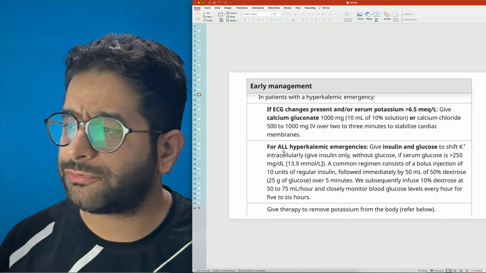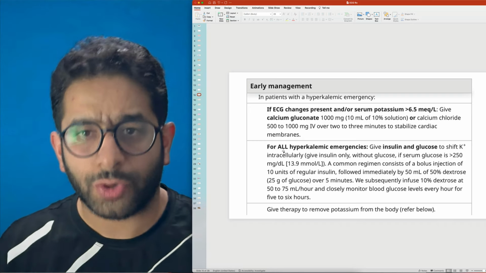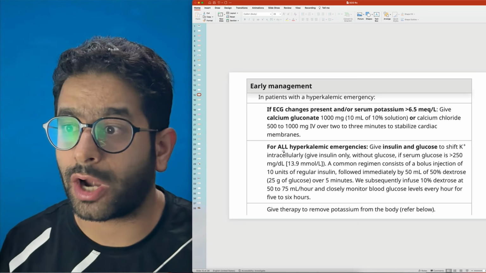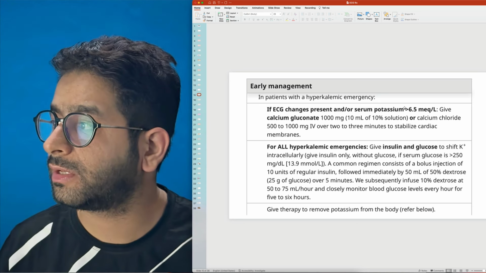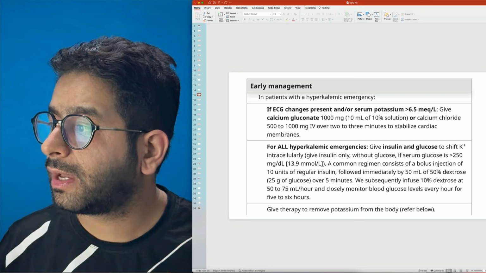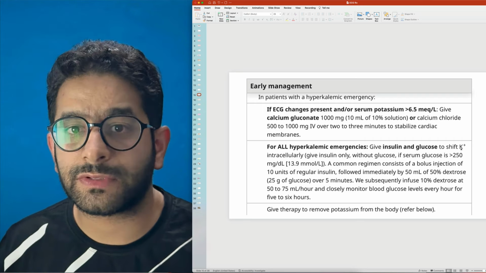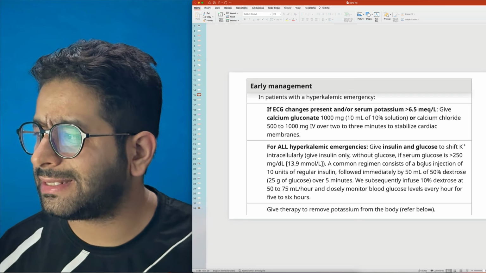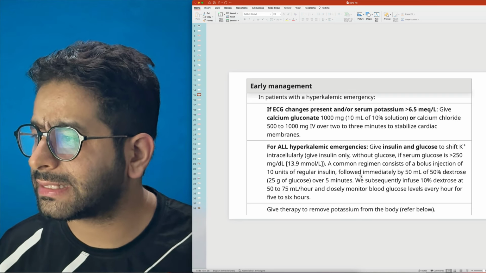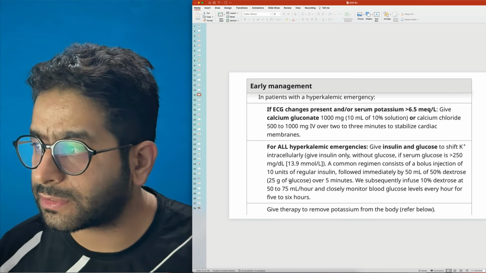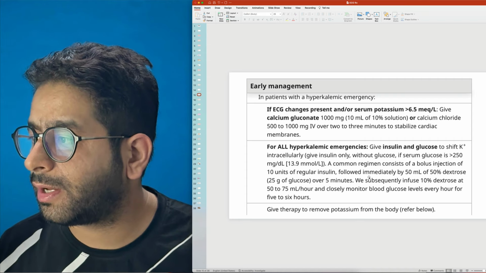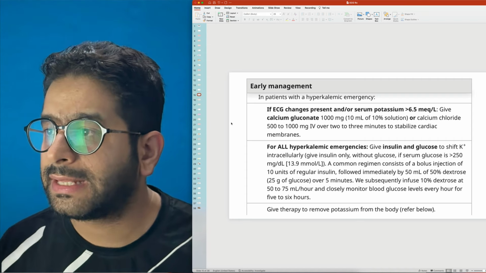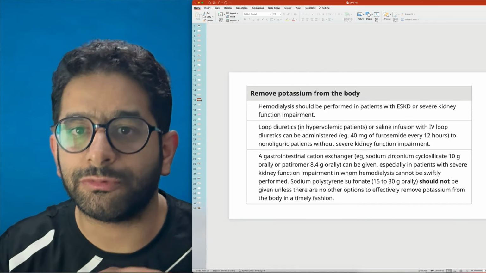Then for all other patients, irrespective of whether they have the ECG changes or not, but with dangerous potassium levels more than 5.5, you give them a combination of insulin and dextrose. Again, the protocols differ. This is from UpToDate. A common regimen that they advise is you give 10 units of regular insulin, and then you follow that by 50 ml of 50% dextrose over 5 minutes. That's what you give.